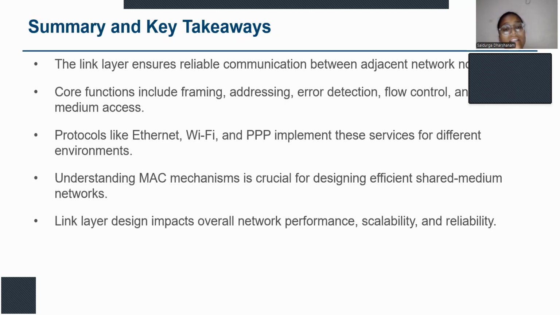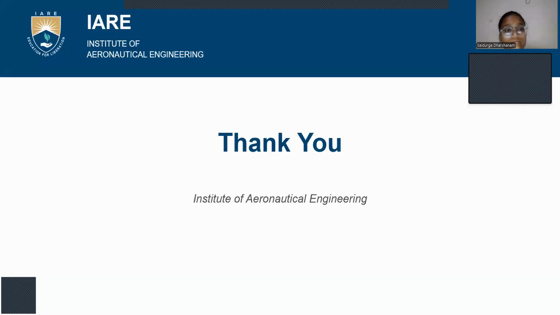In the summary and key takeaways, the link layer ensures reliable communication between adjacent nodes. The core functions include framing, addressing, error detection, flow control, and medium access. Protocols like Ethernet, Wi-Fi, and PPP implement these services for different environments. Link layer design impacts overall network performance, scalability, and reliability. Thank you.